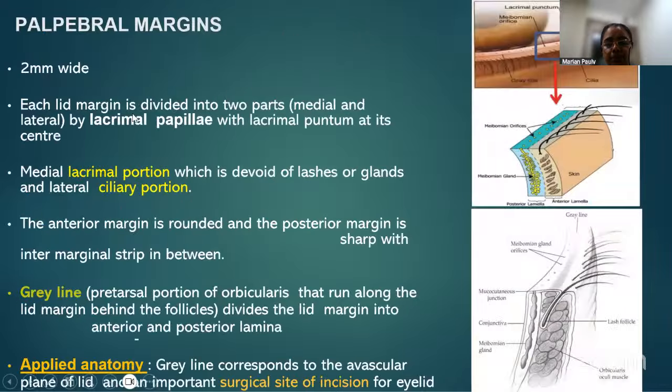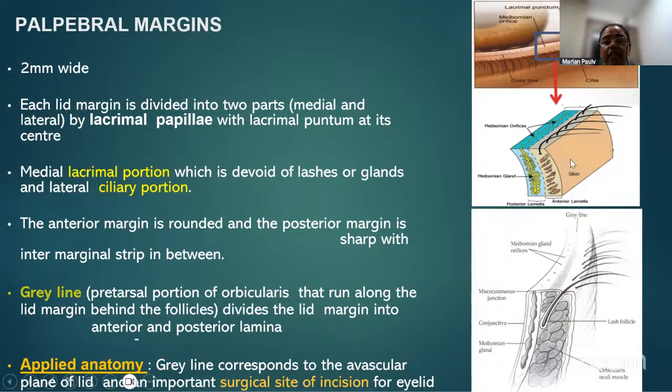Now coming to the palpebral margins. It is 2 millimeter wide. As you can see, it extends from anterior margin to posterior margin. Each eyelid margin is divided into two parts, medial and lateral, by the lacrimal papillae with punctum at its center.